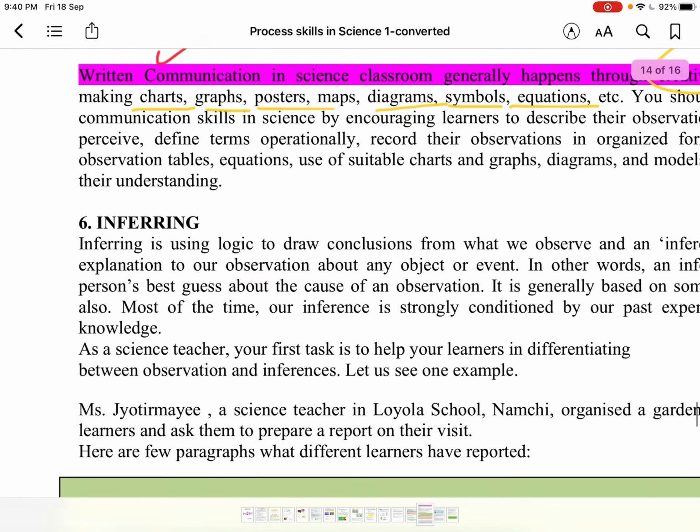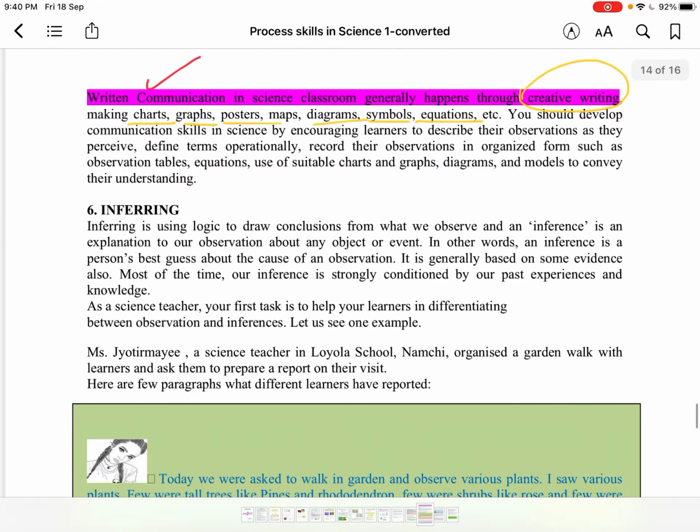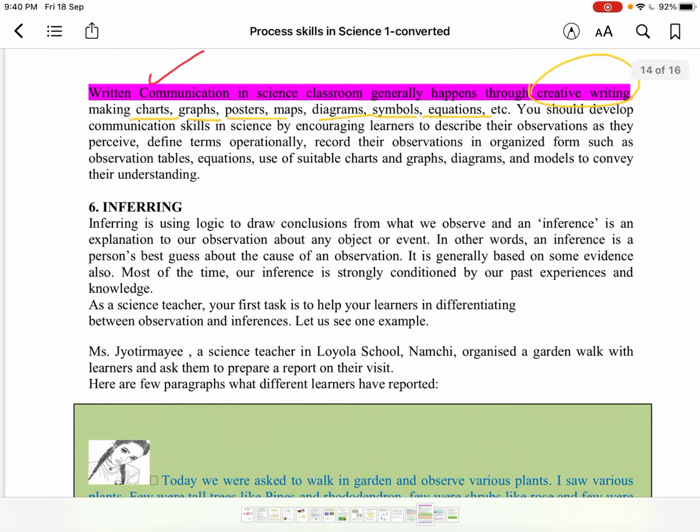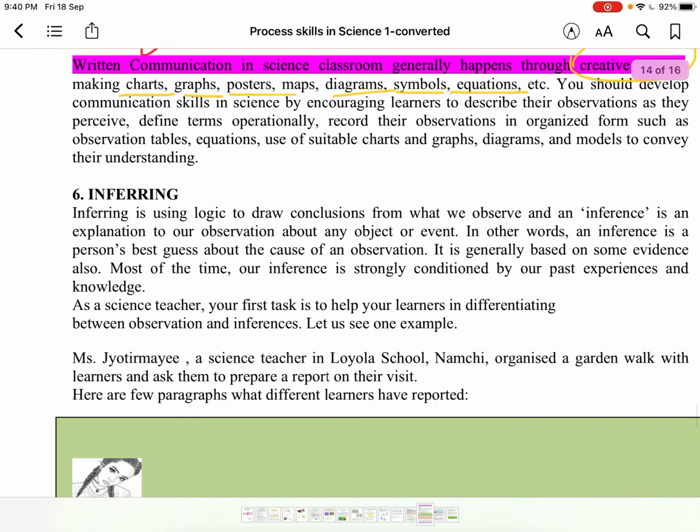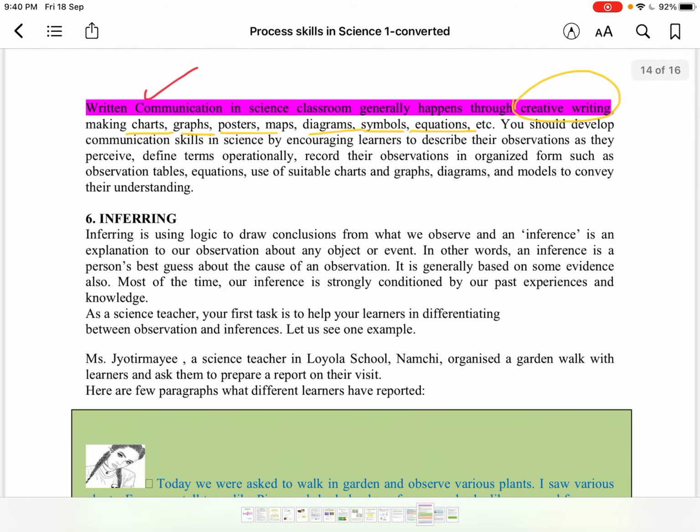Now another skill, the sixth skill, is inferring, or drawing the inference. Once Soviet has asked this question in the class in the second semester also. So this inferring is using a logic to draw conclusion from what we observe, and an inference is an explanation of our observation about any object or event. So inference is you are coming to the reason of drawing the conclusion.